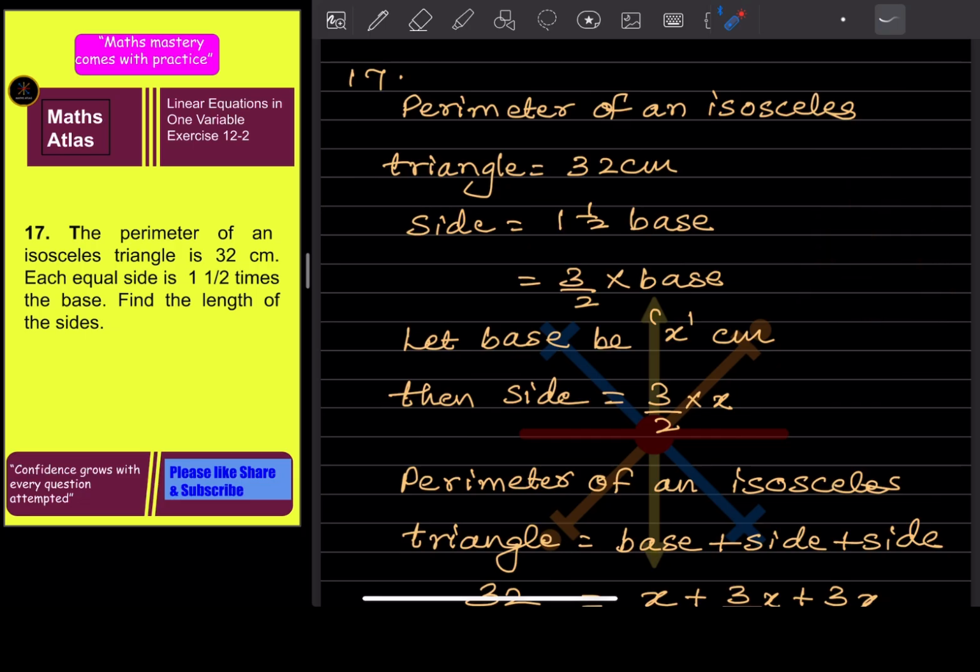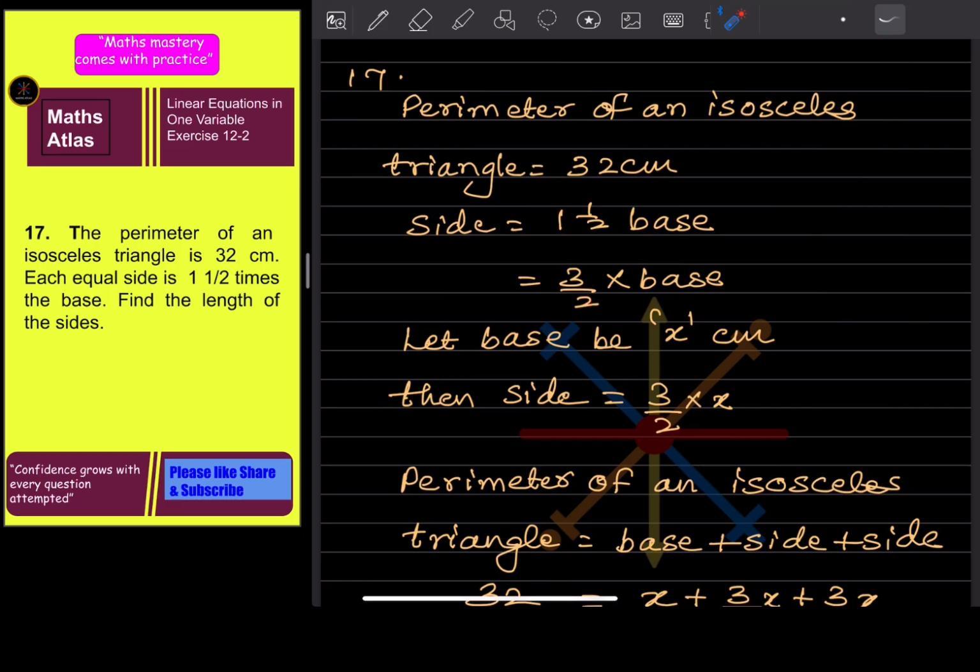So now, the perimeter of an isosceles triangle is given as 32. They've given us things here. Each side is given as 1.5 times the base. This is a mixed fraction, so 1.5 means 2 plus 1, which is 3 by 2, times the base.